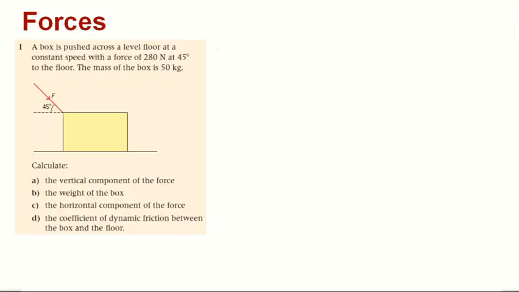So let's quickly take a look at this example. A box is pushed across a level floor at a constant speed with a force of 280 newtons at 45 degrees to the floor. The mass of the box is 50 kilograms. First calculate the vertical component of the force, the weight of the box, the horizontal component of the force, and the coefficient of dynamic friction between the floor and the box. So let's do it.